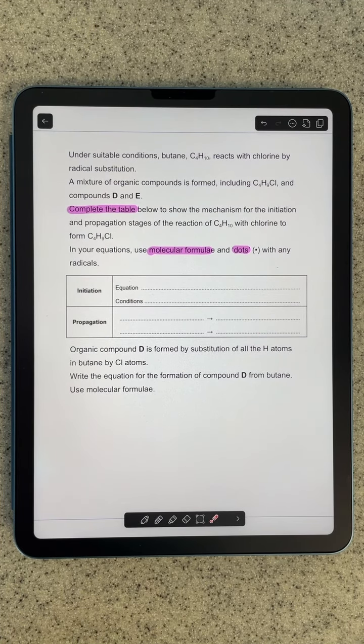Got to complete the table to show the mechanism for initiation and propagation stages. In your equations, use molecular formula, and we've got to use dots for radicals.